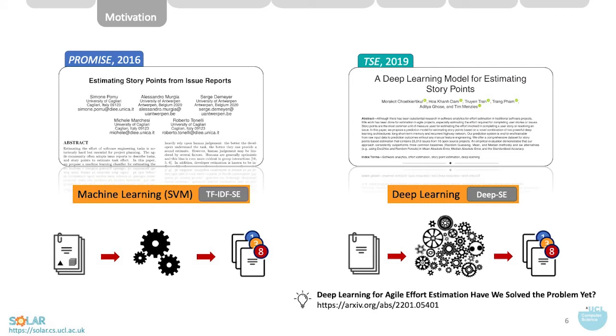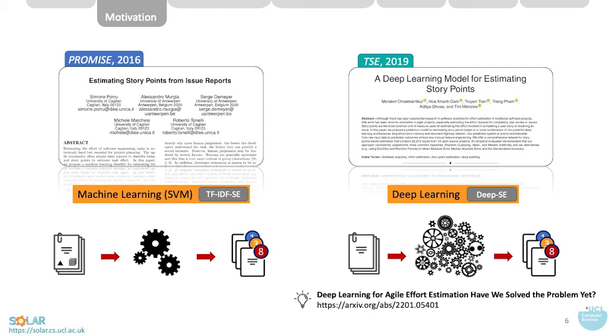They both leveraged the textual information of task descriptions to find similar tasks developed in the past and use them to inspire an estimation for the task at hand, because, based on analogy, we expect similar tasks to take similar effort for development. The first approach, published in 2016, used SVM on a TF-IDF vectorized representation of user stories. We call this approach TF-IDF-SE.